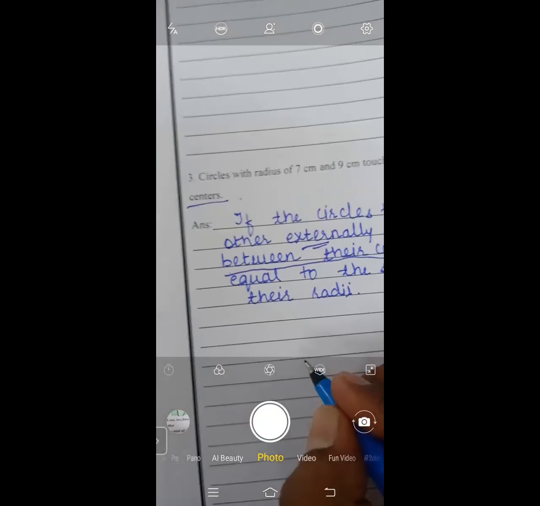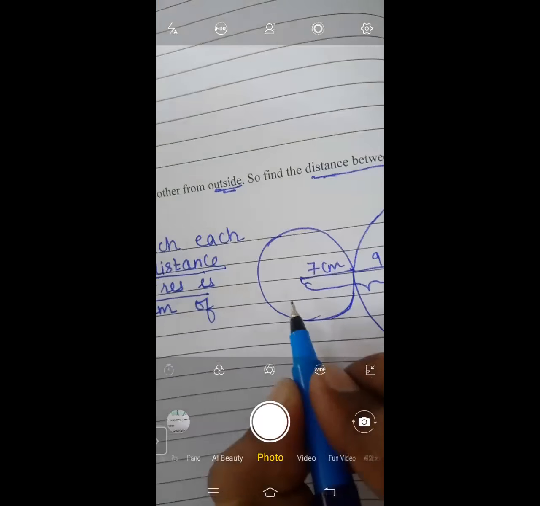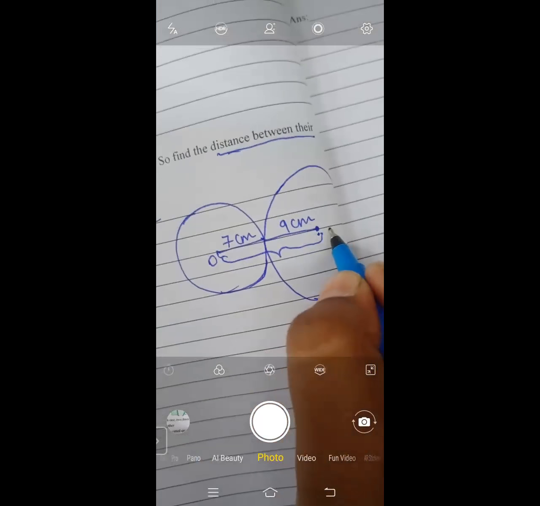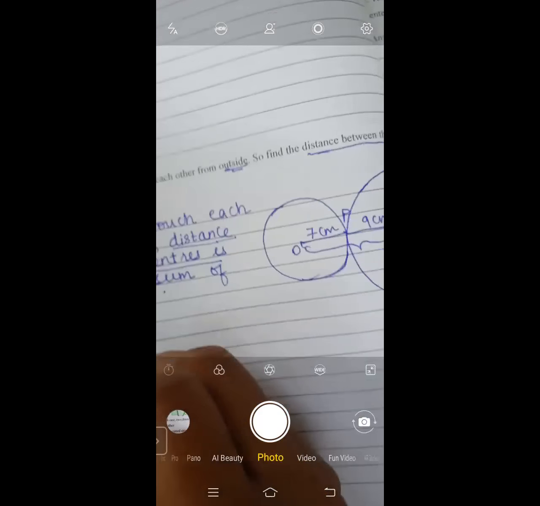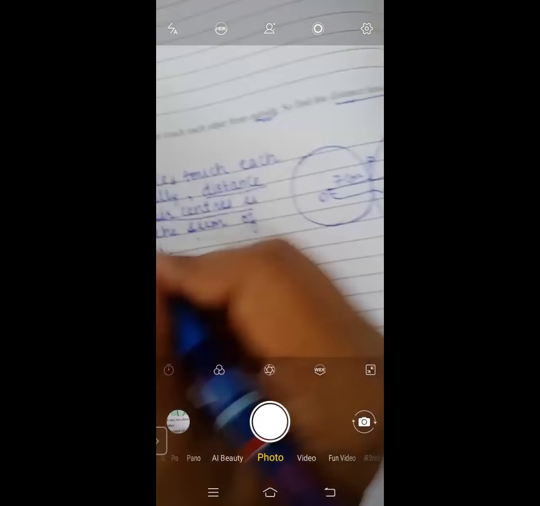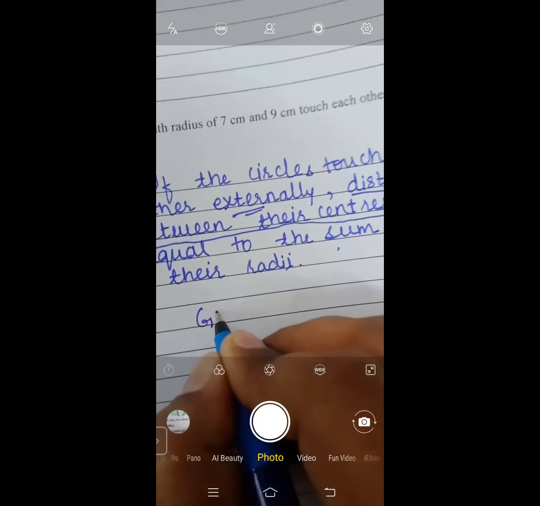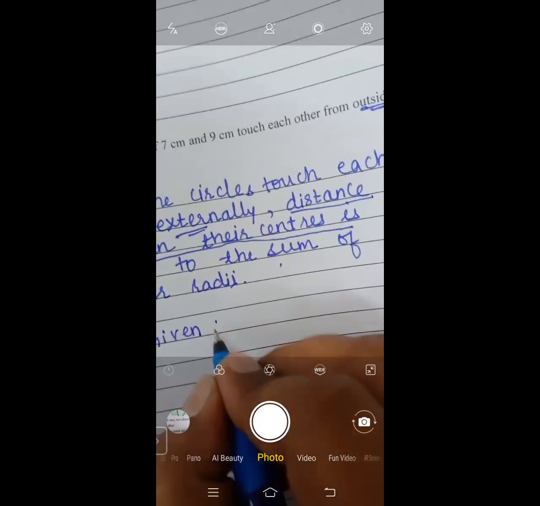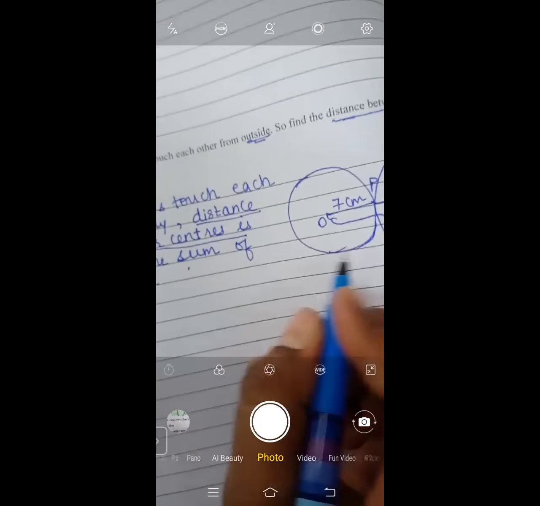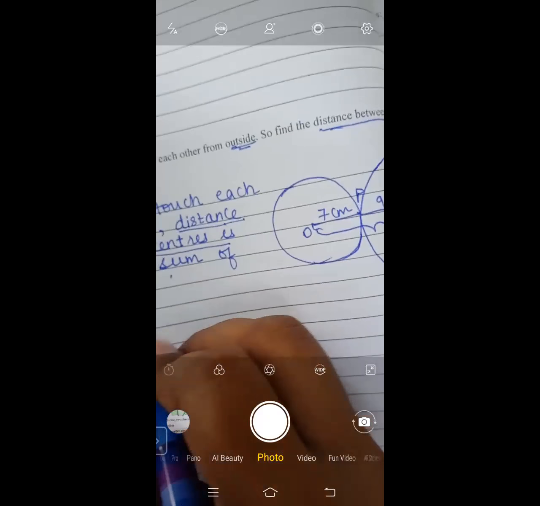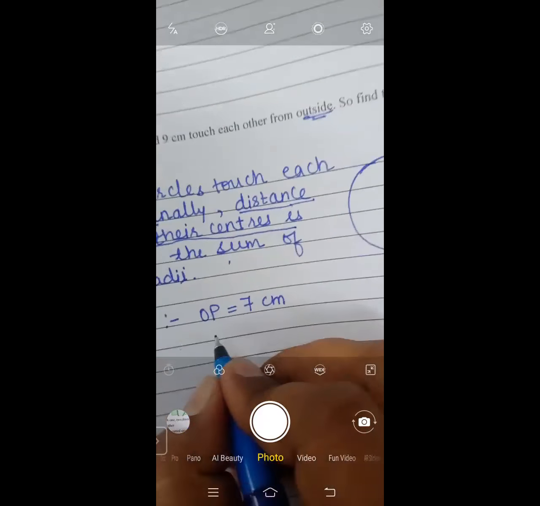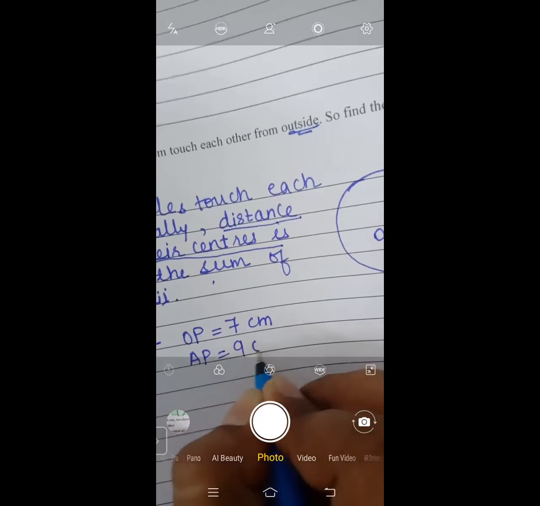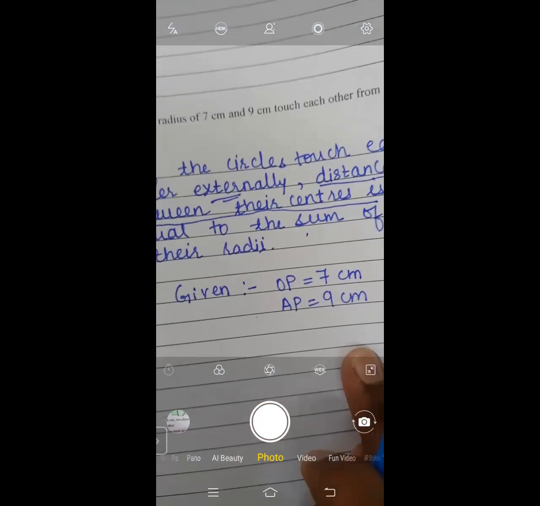If I name these circles, this is a circle with center O, this is a circle with center A, and they have a point P common. So what is given? According to the question, I have formulated a diagram and I can write the given. OP is equal to 7 centimeter, and AP is equal to 9 centimeter. These two things are given.